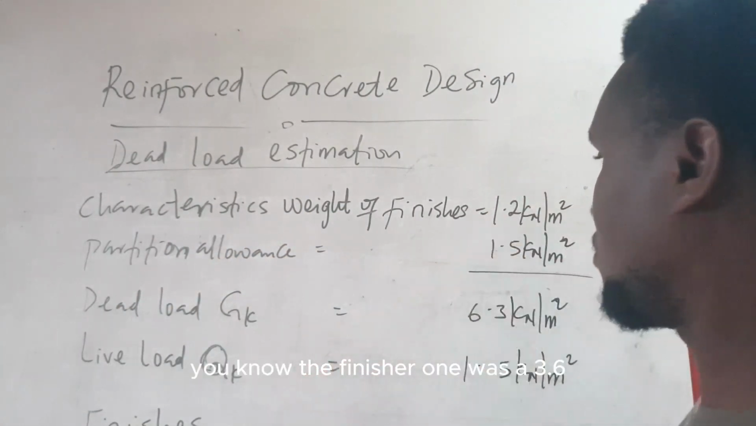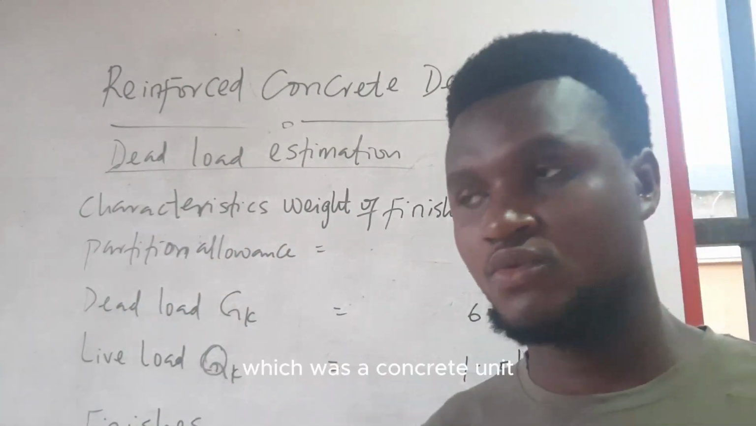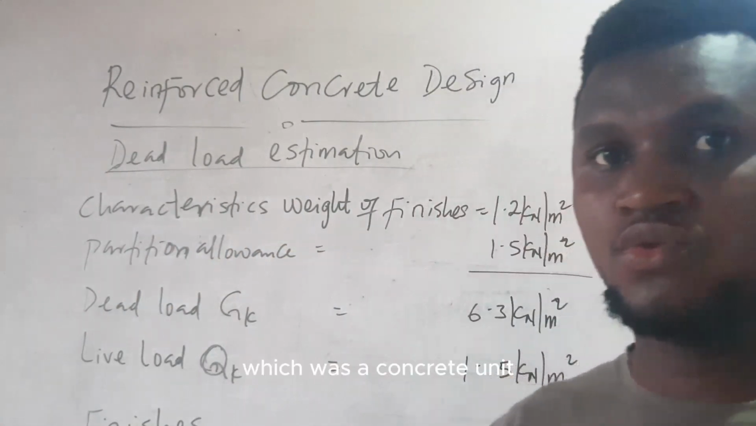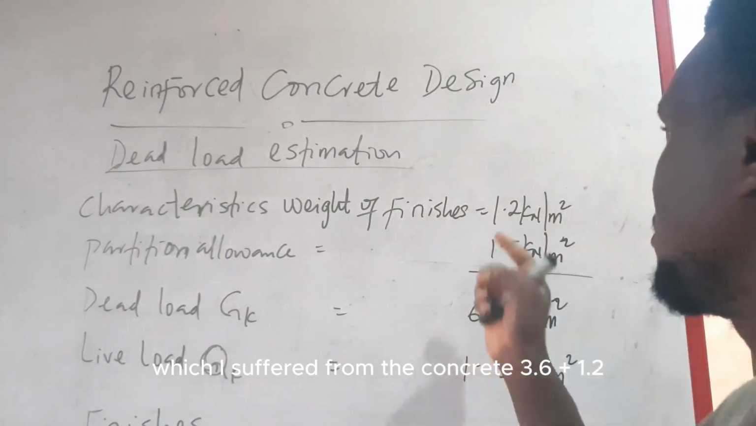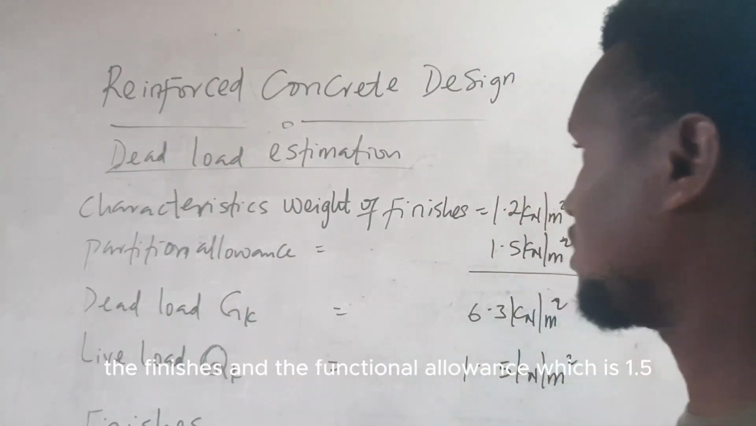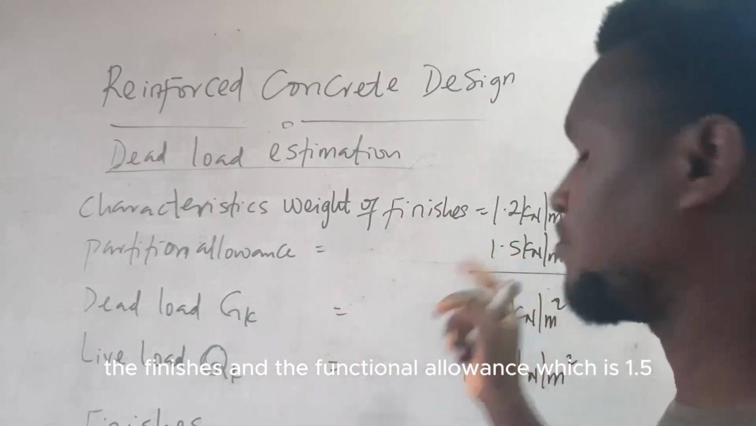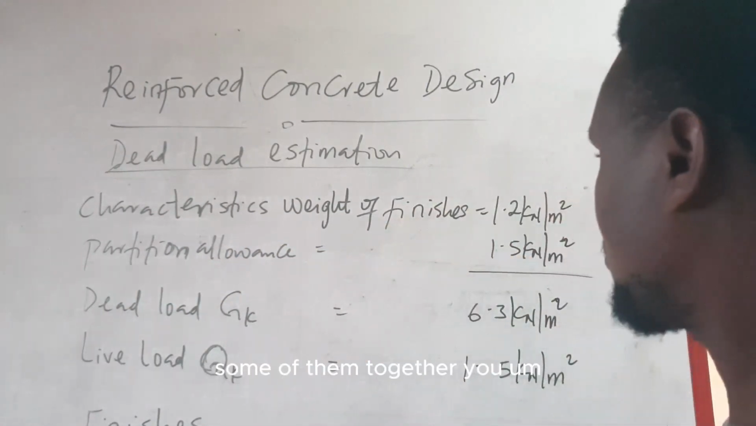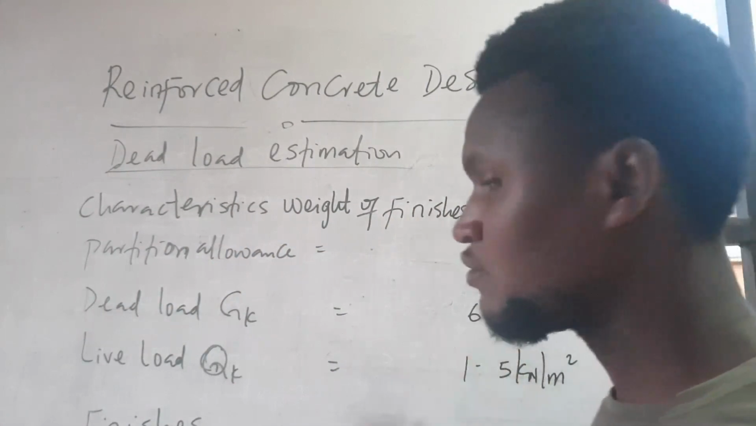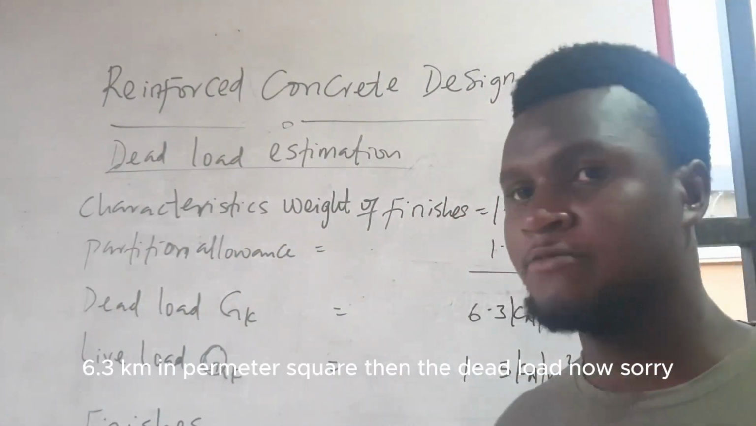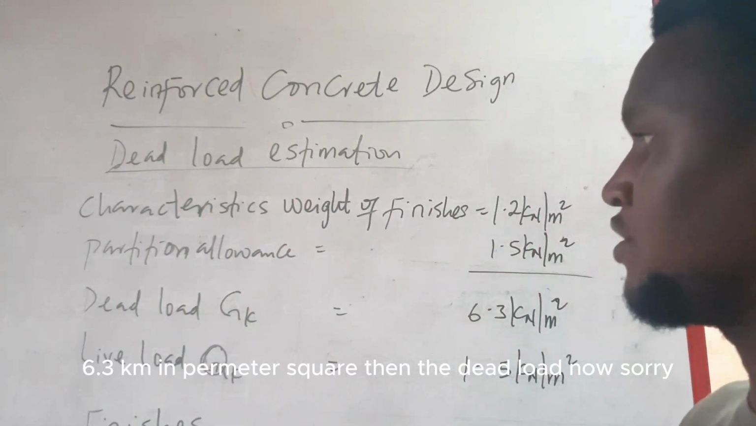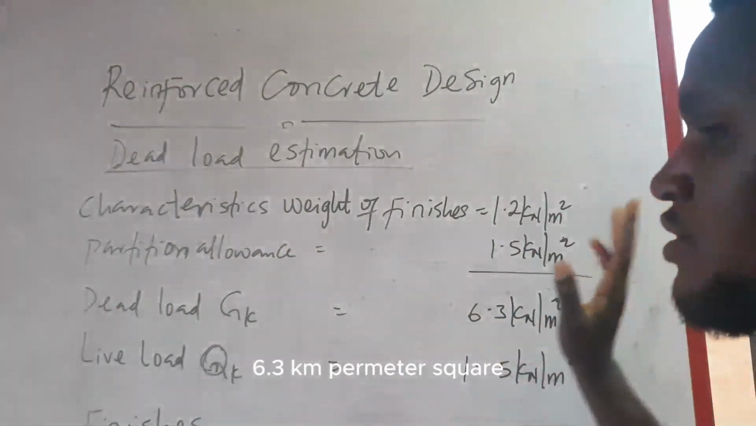The initial one was 3.6, which was the concrete unit, the concrete's own weight, that is the self-weight of the concrete, 3.6, plus 1.2 for the finishes, and the partition allowance, which is 1.5. You sum them together, you will have 6.3 kilonewton per meter square. Then the dead load now, that is for dead load, 6.3 kilonewton per meter square.